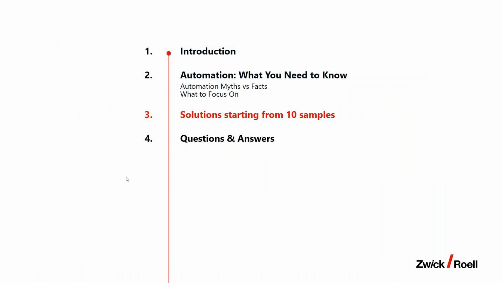Now we come into the main section, solutions starting from 10 samples. In the description, we were talking about solutions starting from 10 samples per day, which is not too much, but automation still makes sense up to, so to say, 500 samples per day.